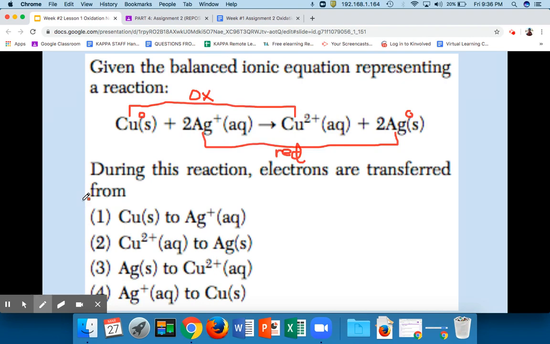See what you can cross out, which doesn't make sense. If I know that reduction is gaining electrons, I know electrons are not being transferred from the silver atoms and ions. So it must be one of these. Well, we looked over here and copper solid is losing electrons because it's being oxidized. And we also saw that silver plus is gaining electrons because it's being reduced. So my answer is 1.